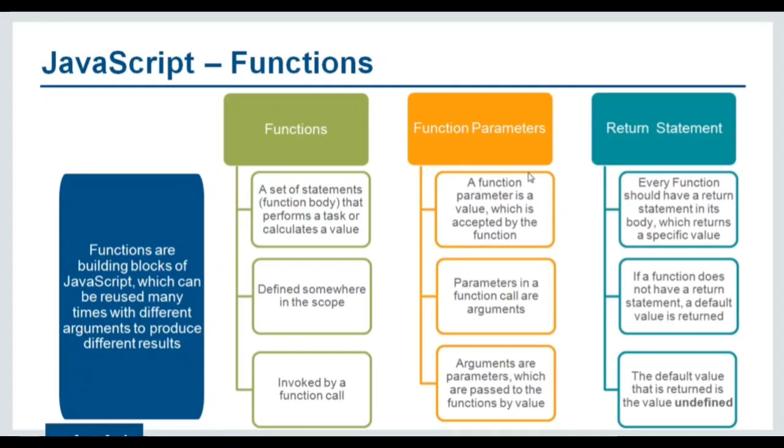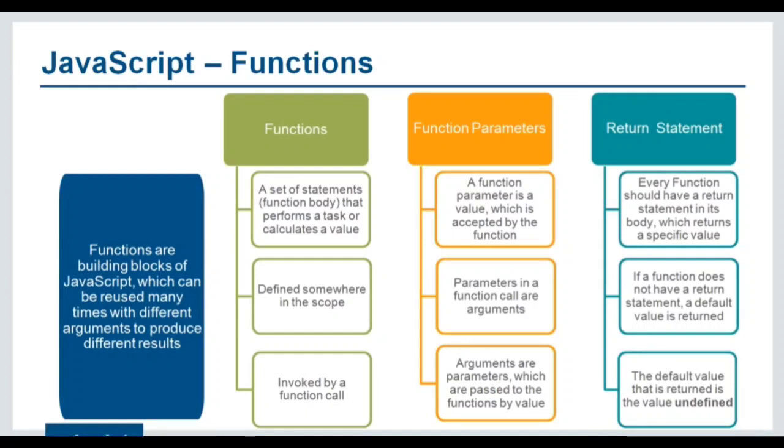What are function parameters? A function parameter is a value which is accepted by the function, nothing but input that is passed to the function. Parameters in a function call are arguments. Arguments are parameters which are passed to the function by value. So whatever value we pass to the function during the function call is then copied into the function's variables, whatever variables we define. I will get back to that with a proper example. Before that, let's complete our function definition here.